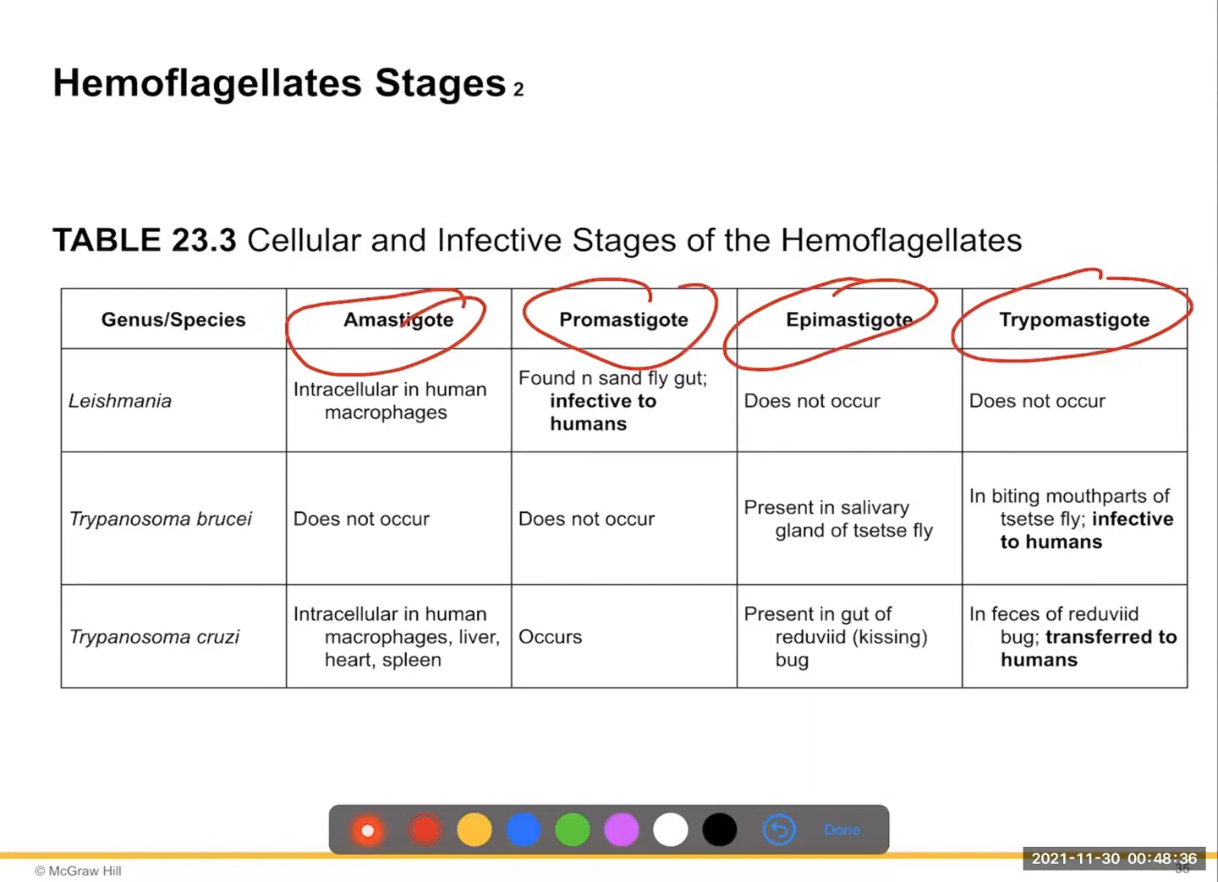Okay. And these are how the different species react to it. Leishmania here, the amastigote is intracellular in humans, found in the sandfly gut, which infects humans, and does not occur in either of the 2 last stages. The Trypanosoma brucei does not occur in either of the first 2 stages, but it's present in the salivary glands of tsetse flies. It's present in the salivary glands because when it bites, that's how it gets transferred. So a lot of these parasites are present in the salivary glands and in the mouth parts of the tsetse fly, and it's very infective to humans. Same with some of the other ones here.